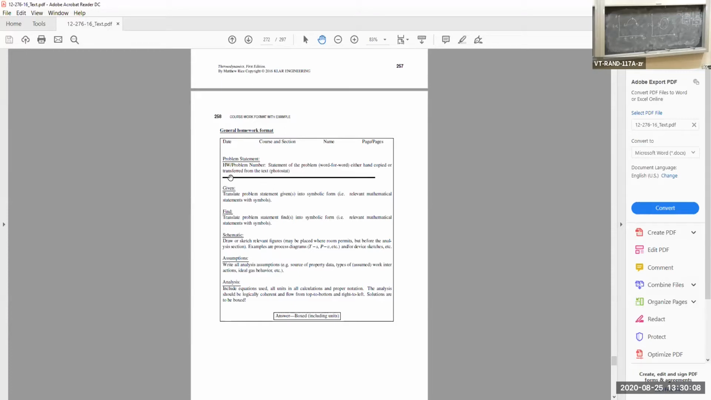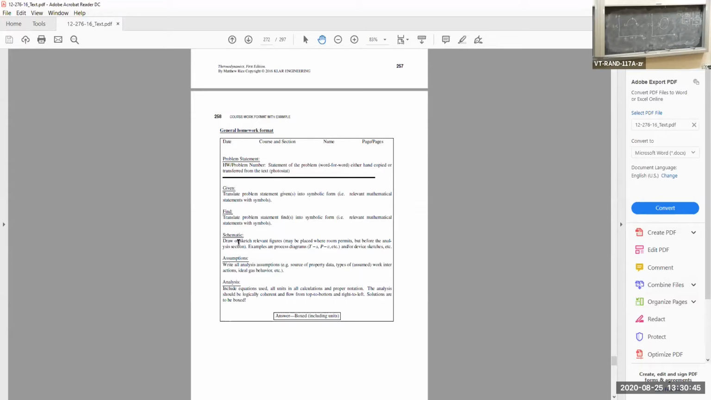And then you put a nice thick black line right here. Right below it, you have a section called given. In this section, you translate the problem into mathematics. What are you given? And then you have a section called find. What is it you were supposed to find? Give the symbols, the variables, and the mathematical expression for what you were supposed to find.